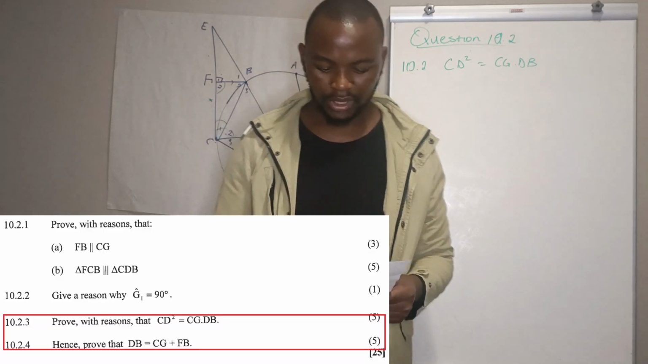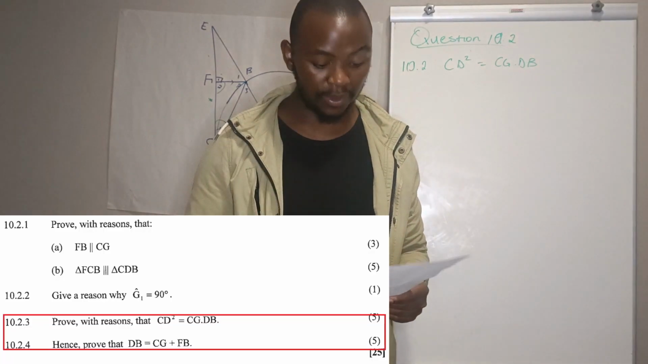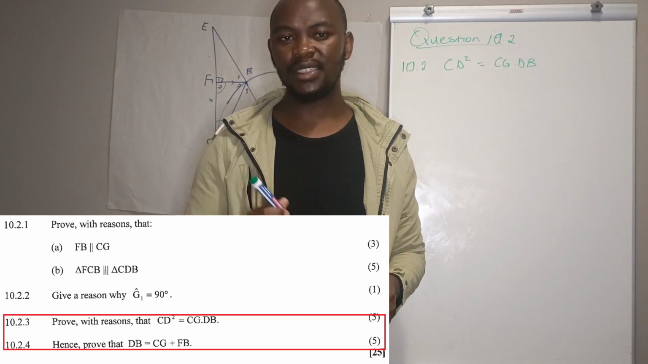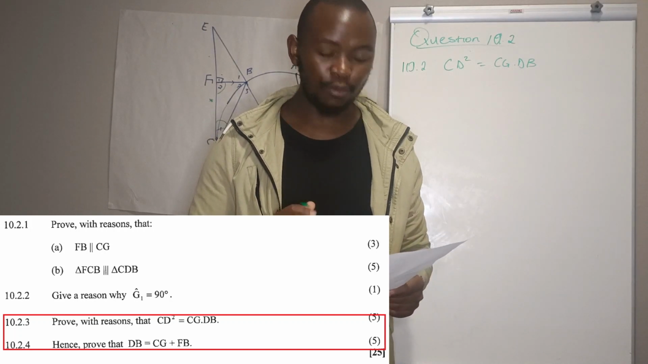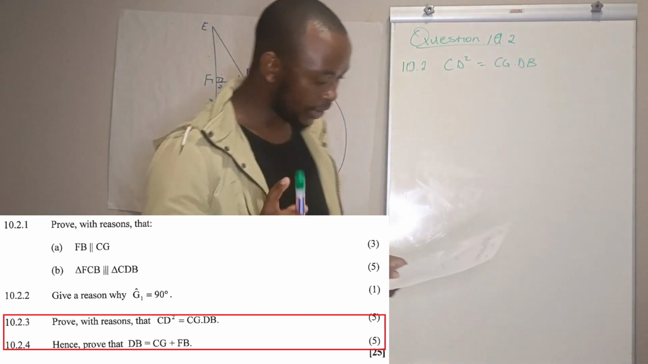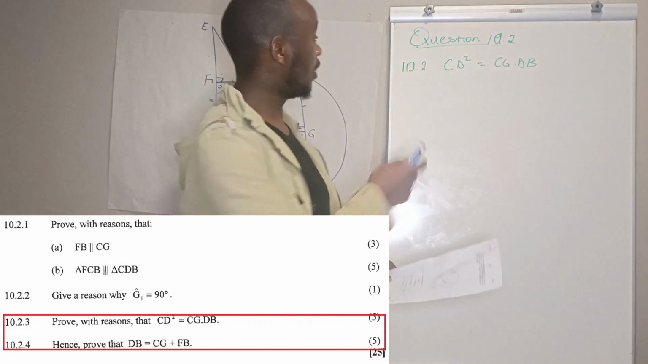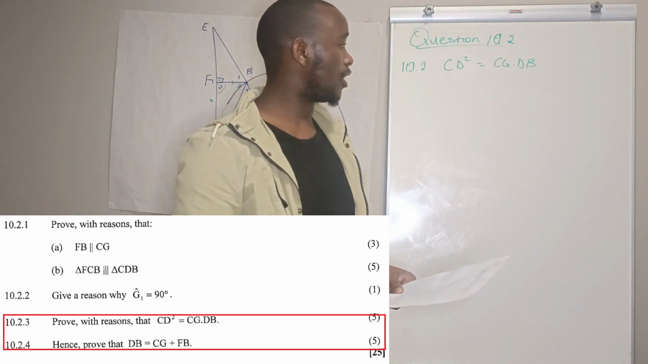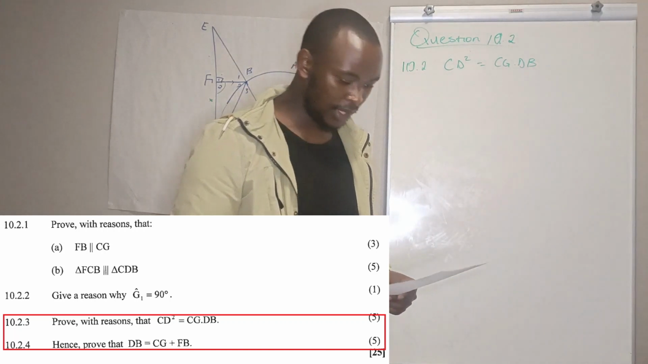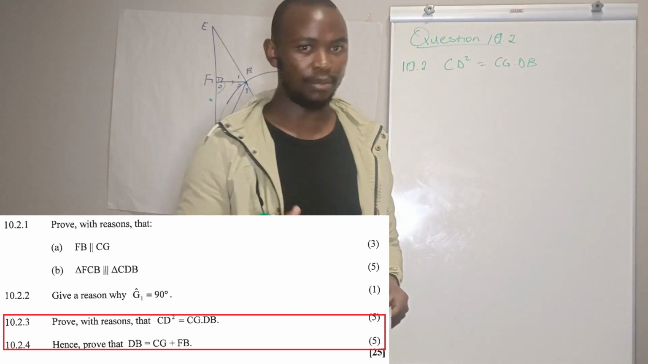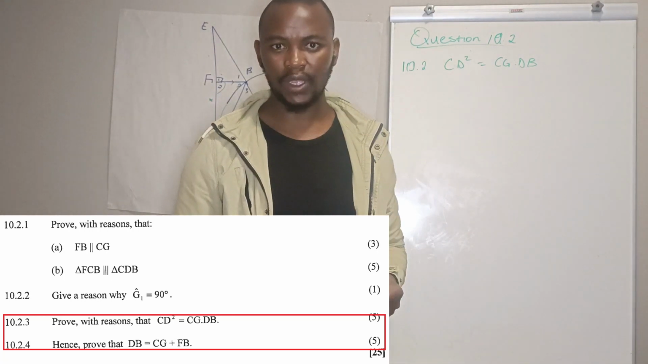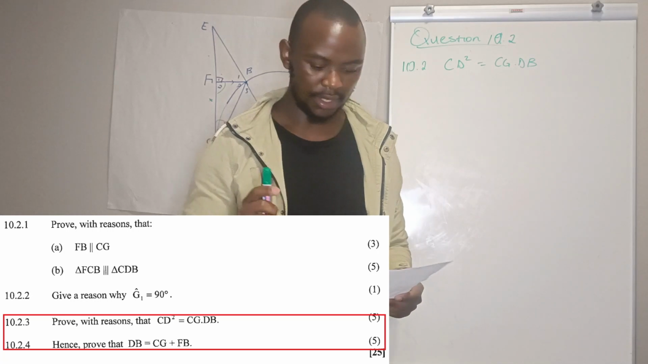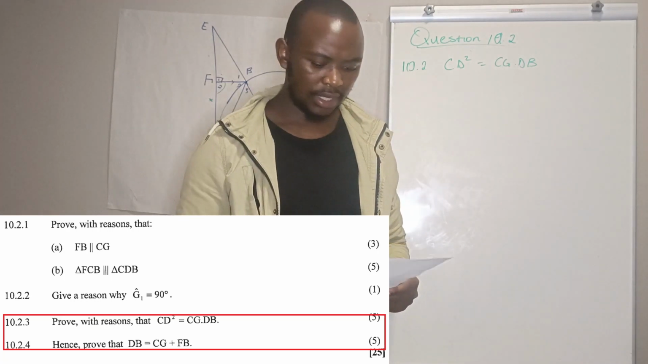So 10.2.3. We left off at 10.2.2, where we proved that G1 was 90 degrees, and now we're looking at 10.2.3, which is asking us to prove that CD squared is equal to CG multiplied by DB. For you to be able to comprehend all of what we're going to do here, please have a look at the previous video. I'm going to attach the link to it along with this one.